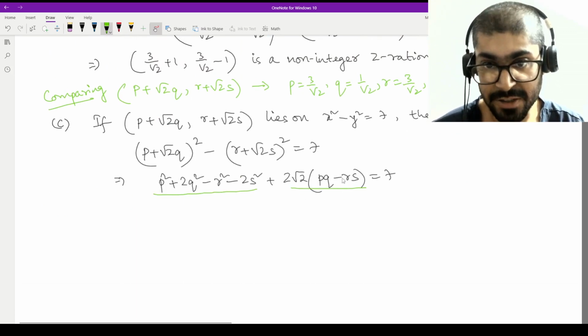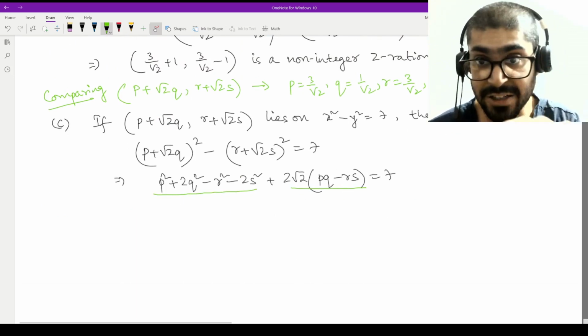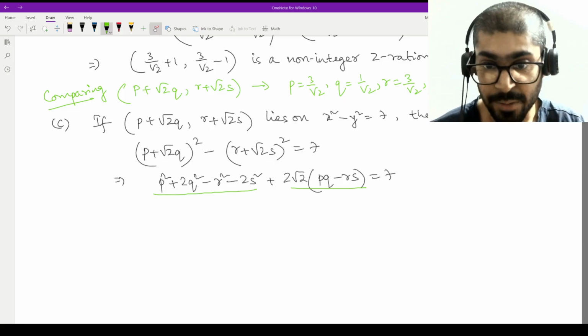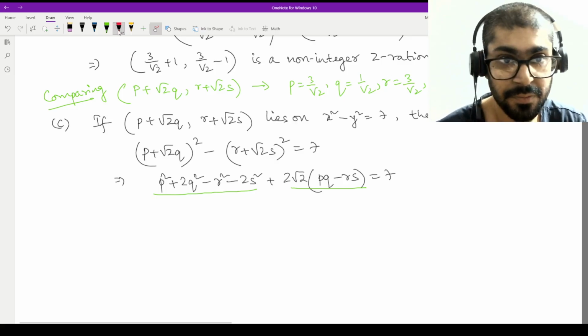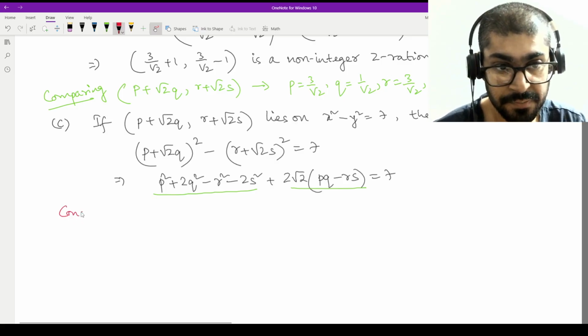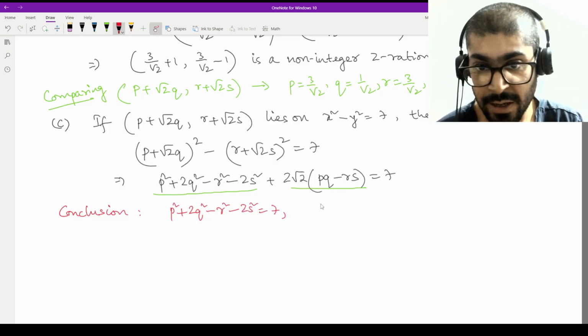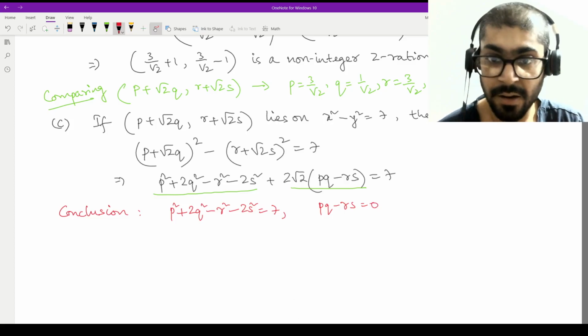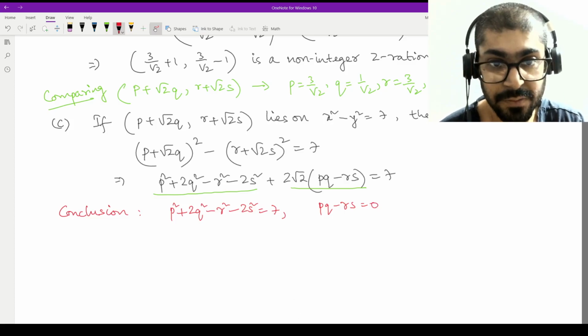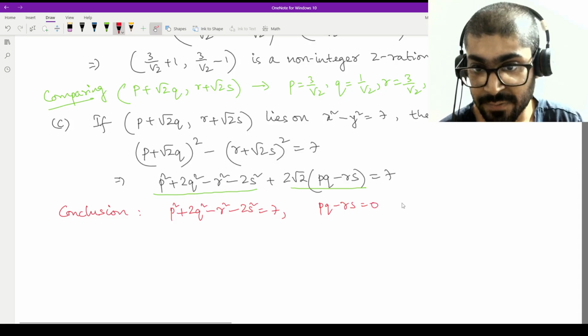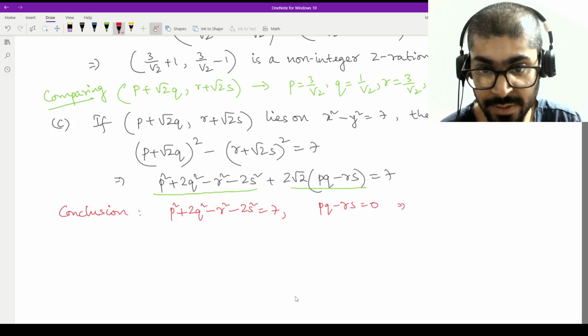So if they are rational numbers, there is no way I can multiply a rational number with root 2 and get back a rational number. So conclusion: p square plus 2q square minus r square minus 2s square, this portion will be equal to 7, and pq minus rs has to be 0, right? If pq minus rs is 0, what can I say? I can say pq equal to rs, right?